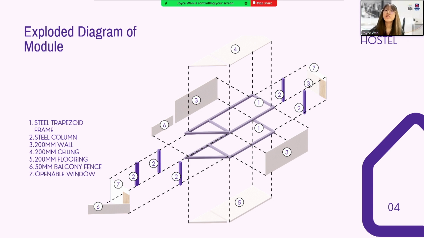Let's take a closer look at the modular design. As you can see, here is the exploded diagram. The modular is combined by some elements, including a steel trapezium frame and different columns, and also the walls, etc. So the design can be formed in different ways according to their function. Like in my design, I put it vertically and horizontally according to my use. As I show in the next slide.